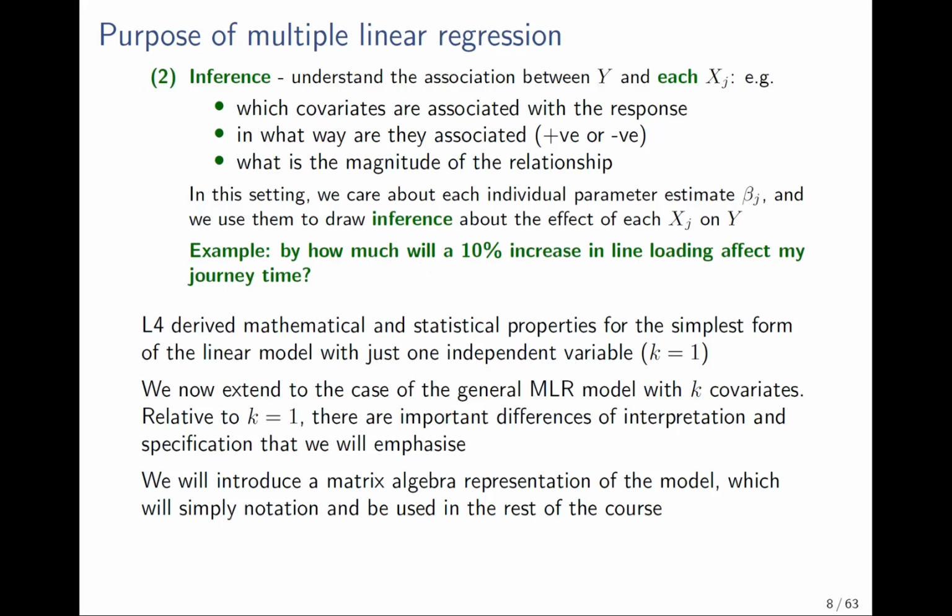So in L4 we derived mathematical and statistical properties for the simplest form of the linear model with just one independent variable. And we're now going to extend that to the case of the general multiple linear regression model with k covariates. Relative to the case where k equals 1, there are important differences of interpretation and specification that we're going to emphasise. And we're going to introduce, as I said at the beginning, a matrix algebra representation of the model to simplify notation. And this representation is going to be used throughout the rest of the course.